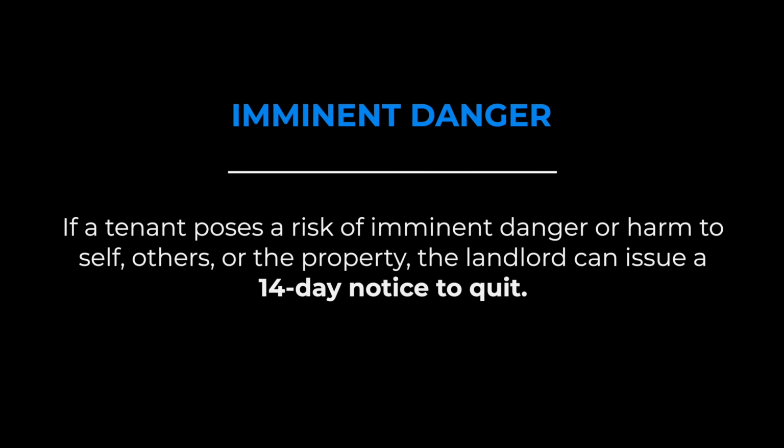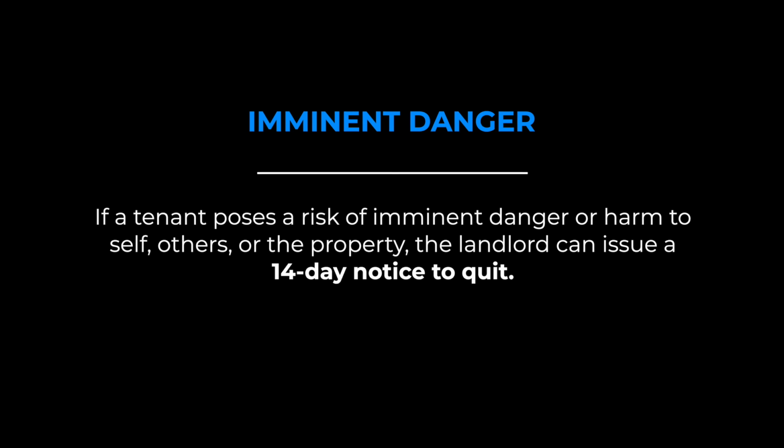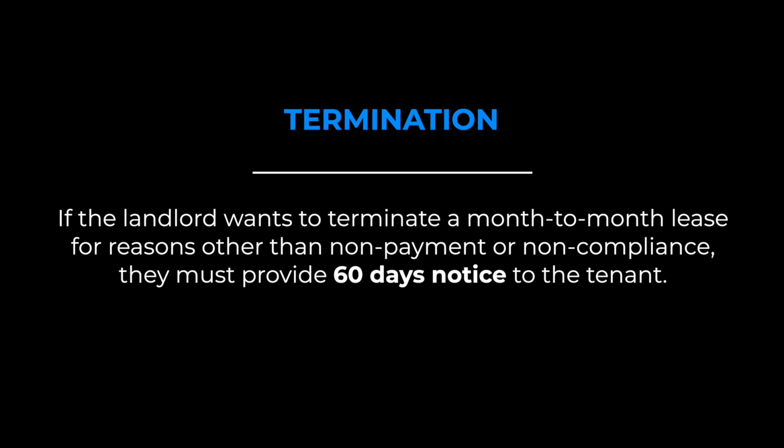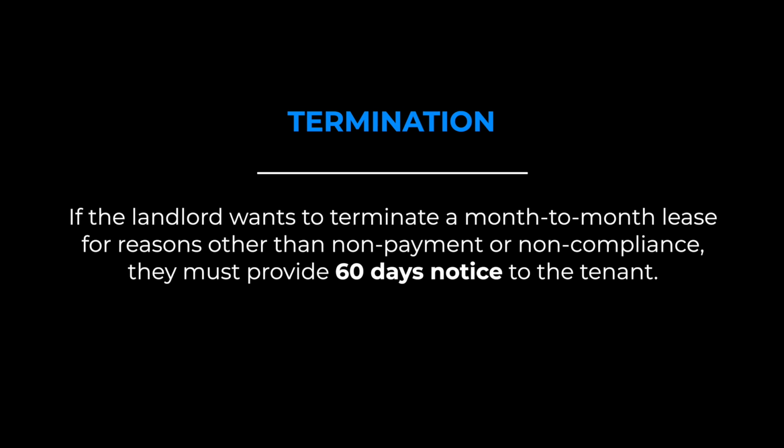Imminent danger. If a tenant poses a risk of imminent danger of harm to self, others, or the property, the landlord can issue a 14-day notice to quit. Termination. If the landlord wants to terminate a month-to-month lease for reasons other than non-payment or non-compliance, they must provide 60 days notice to the tenant.